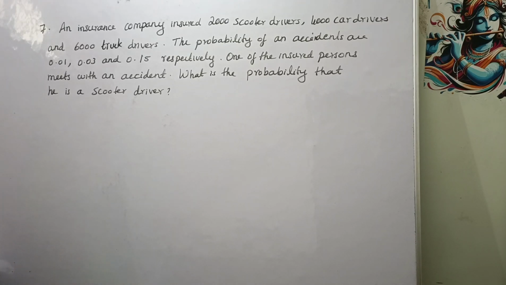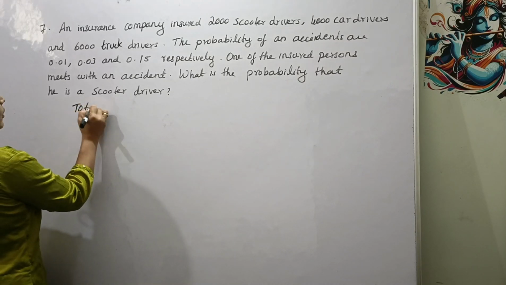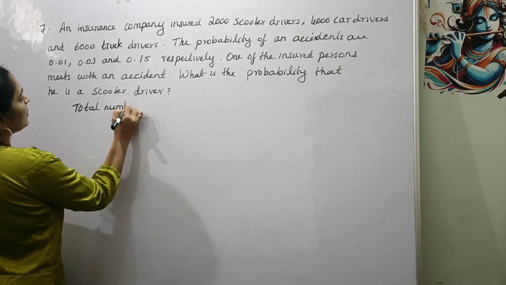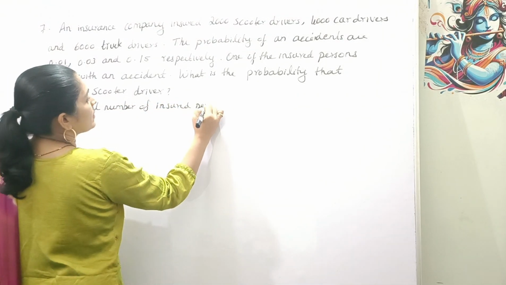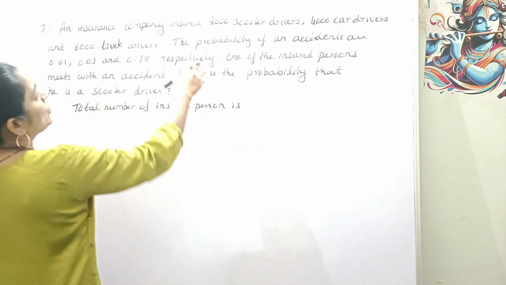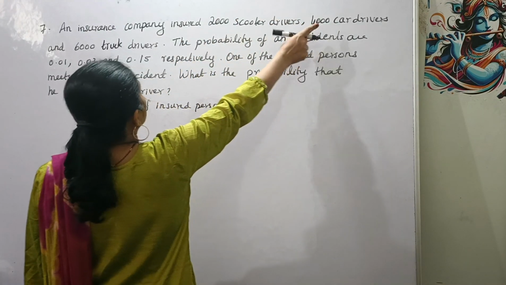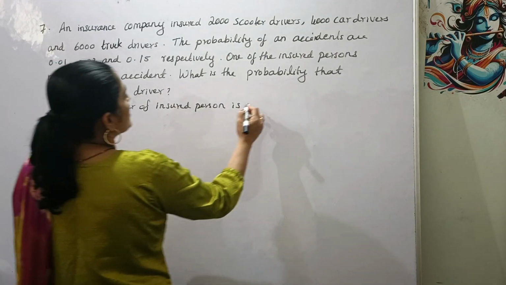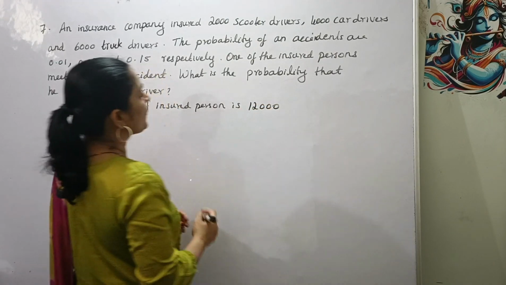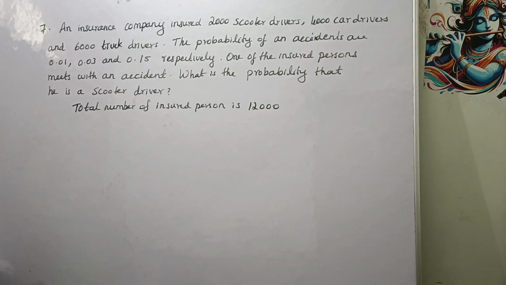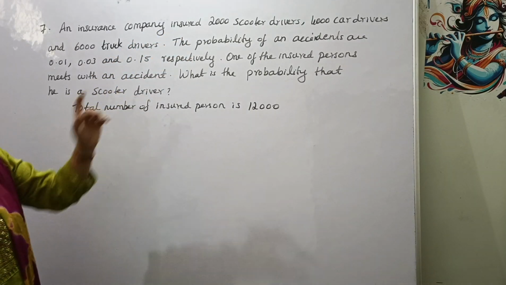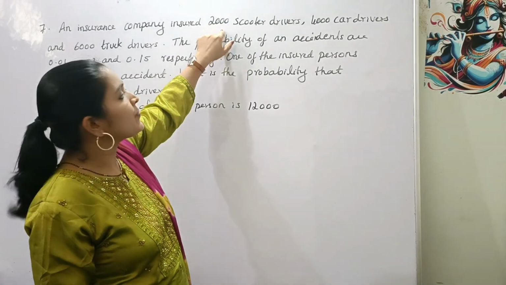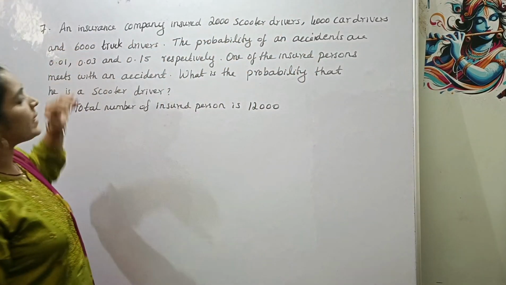Okay. So here first of all let's write the total number of insured persons. So total number of insured persons is 2,000 plus 4,000, 6,000, 6 plus 6, 12. So 12,000. Right? Next, see, first one is insured persons. What are the insured persons? One is scooter drivers. Okay. Next, car drivers and truck drivers.